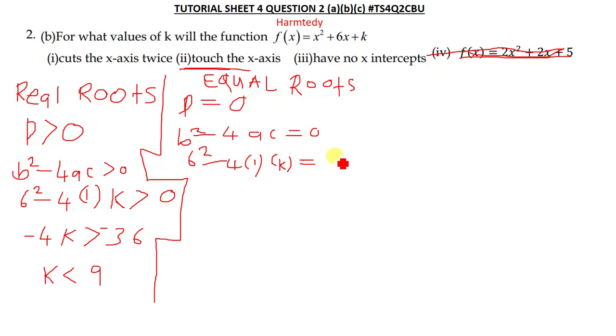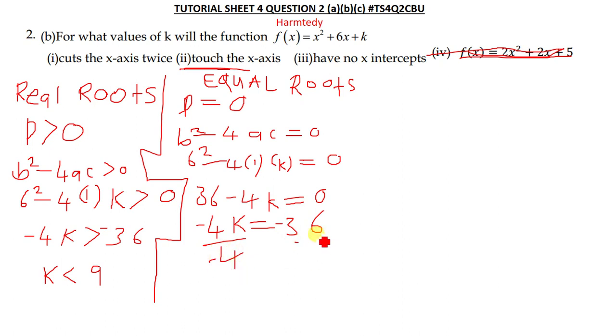being equal to 0. So when you simplify this, we're going to have 36 minus 4k being equal to 0. So 36, when it goes to the other side of the equal sign, you're going to remain with negative 4k this side being equal to negative 36. So when you divide by negative 4, our value of k will now just be equal to 9.